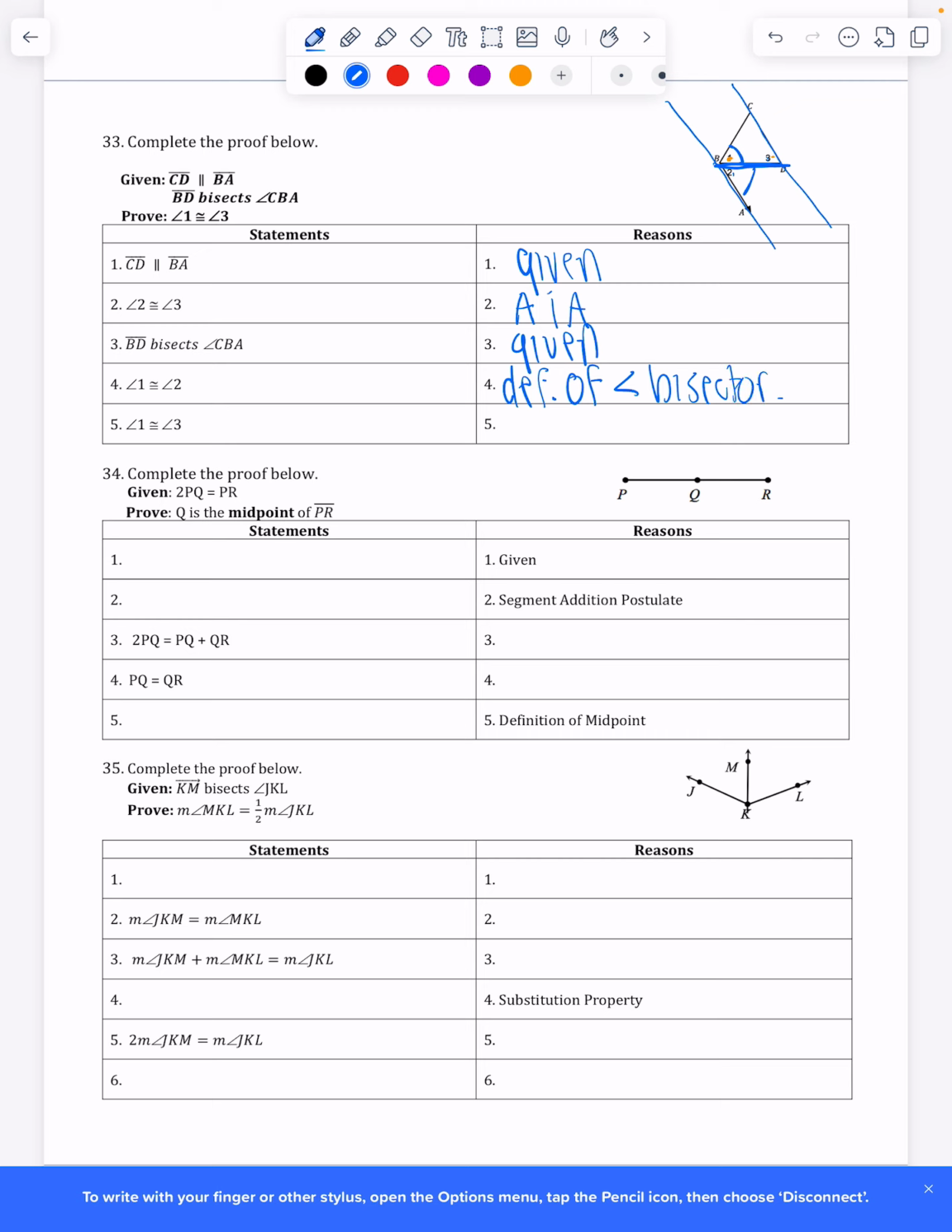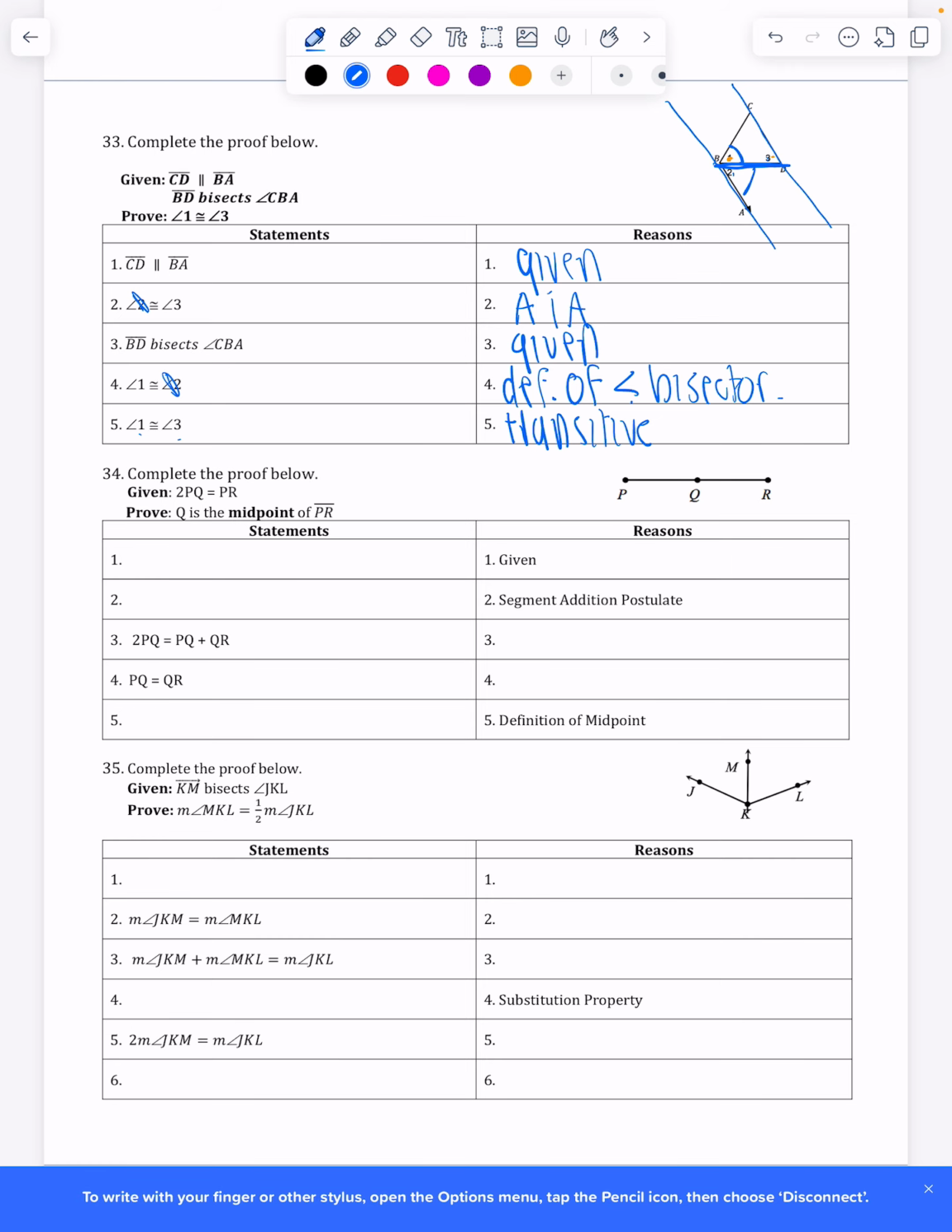All right, and then we see, 2 is congruent to 3. 2 is also congruent to 1. So if we skip over angle 2, we can say angle 1 and angle 3 are congruent, which would be transitive property.